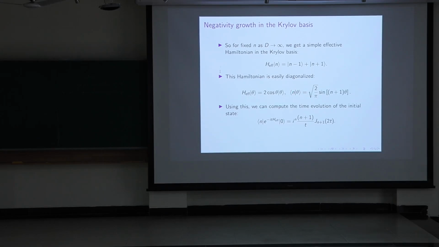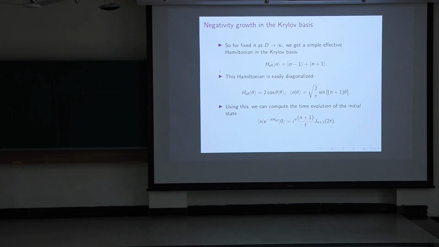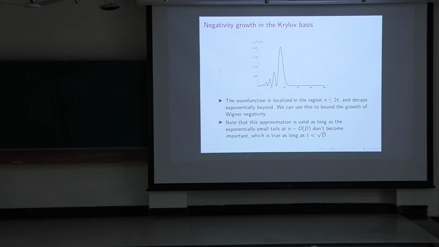And using this effective description, you can calculate the wave functions at time t. Okay, the time evolution of the initial state. They are given by some very simple functions. This is what happens to them. They spread in n up to some point, up to n of order 2 times t, and then they exponentially decay. That has to do with this Bessel function. Okay. So the wave function is only spread up to some point n of order 2t, and then it's almost 0 outside. It's exponentially suppressed outside.